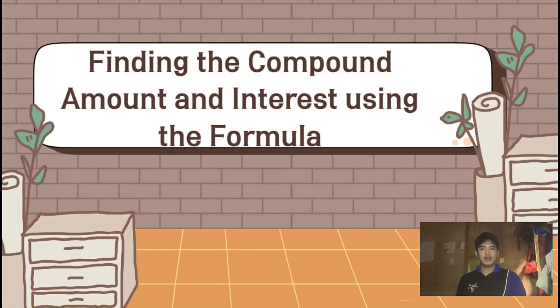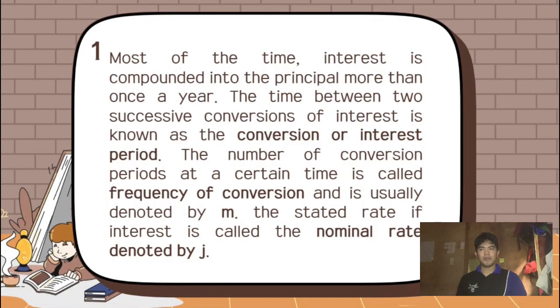Finding the compound amount in interest using the formula. So most of the time, interest is compounded into the principal more than once a year. The time between two successive conversions of interest is known as the conversion or interest period. The number of conversion periods in a year is called the frequency of conversion and is usually denoted by M. The stated rate of interest is called the nominal rate denoted by J.